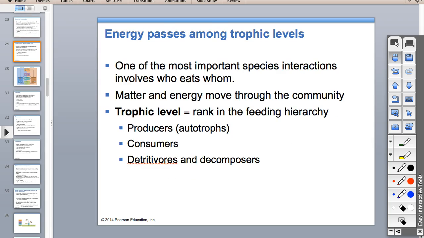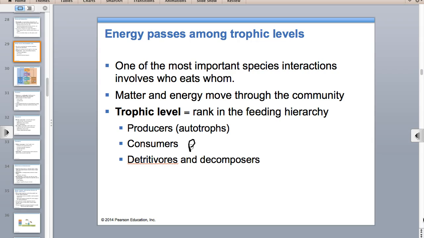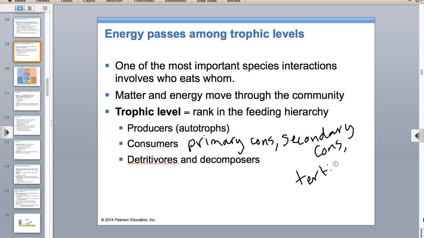So, trophic levels. You have producers, you're going to have consumers, and so you can have a primary consumer. If the primary consumer gets eaten, then it is eaten by a secondary consumer. And then if that gets eaten, it is eaten by a tertiary consumer, and that is enough for me. You probably already know that. If you already know that, don't write it down.